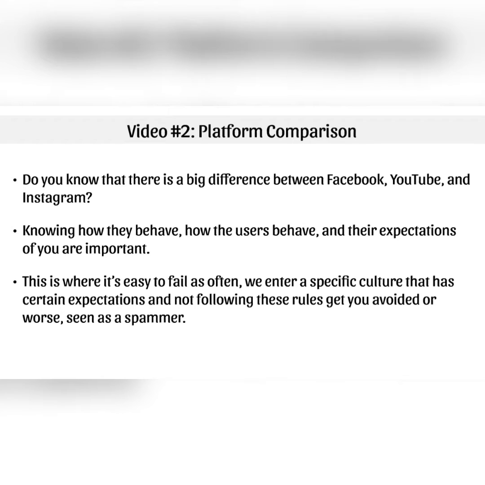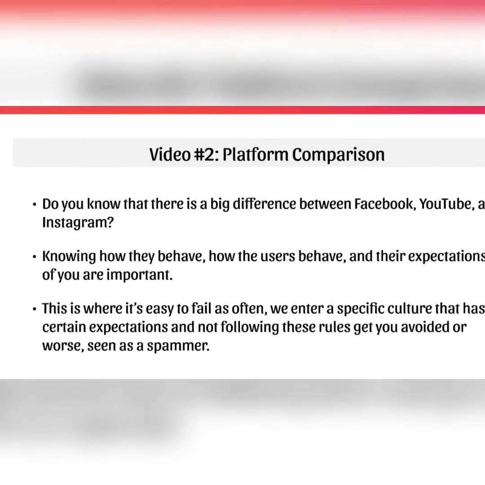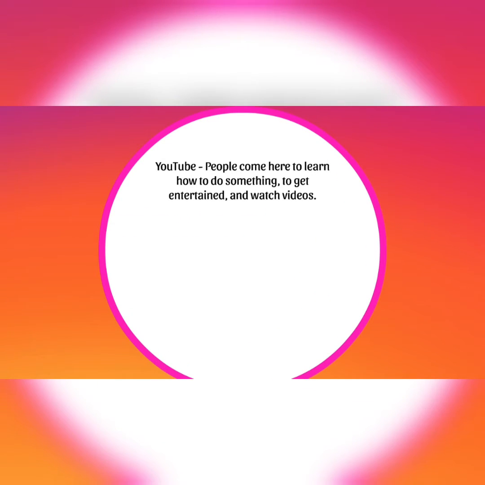So this is where it's easy to fail as often. We enter a specific culture, like I said, that has certain expectations, and not following these rules just gets you avoided or seen as a spammer. So you do not want to be seen as a spammer or be seen as an outsider. You want to be seen like you are part of the culture. All right. So that's what I'm trying to get at here. So let's talk about the differences.